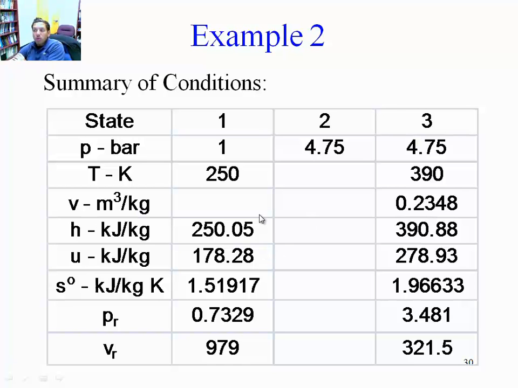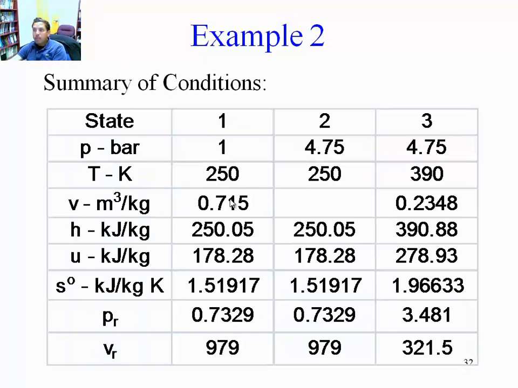Now we were also told that the temperature in 1 is equal to the temperature in 2. The process from 1 to 2 is isothermal. So what we're going to do is copy this temperature here, and since it's the same temperature, all these quantities are the same. Because remember, H, energy, entropy 0, or S0, not the entropy, but S0, PR and VR, only depend on temperature. So we copy that temperature over, and so we copy the entropy, copy the energy, copy the S0, copy PR, and copy VR. The only thing left to calculate is V2.